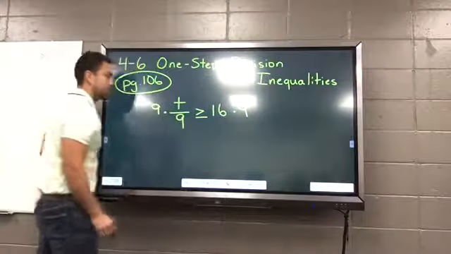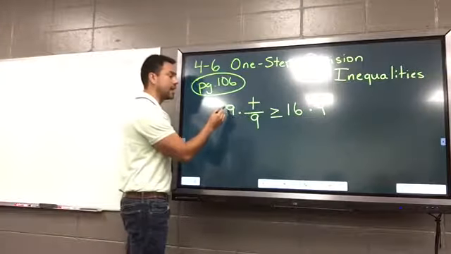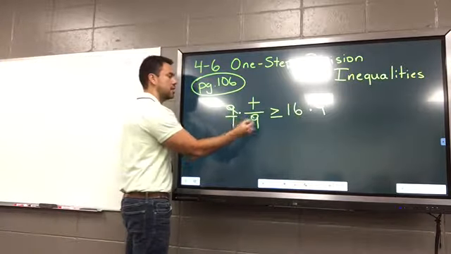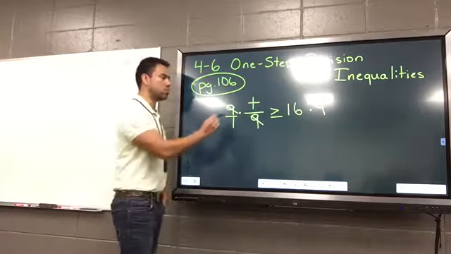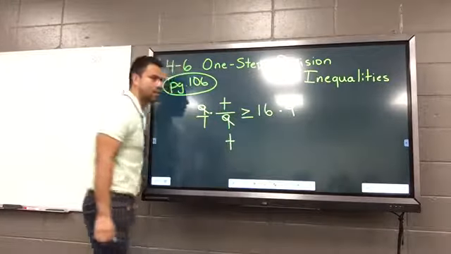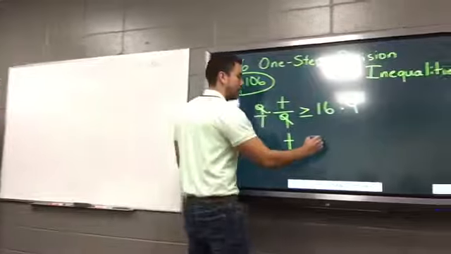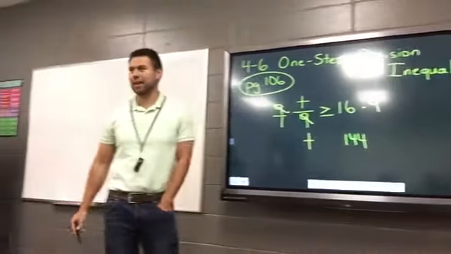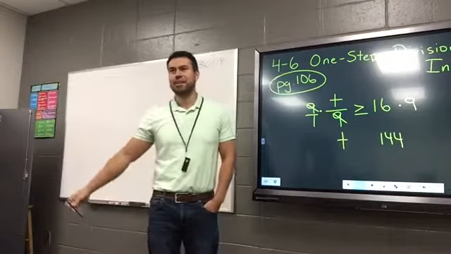Good. Yeah, and you can say 9 is 9 over 1. So what happens to those two 9s? They cancel each other out, become 1. What's 1 times t? T. What's 16 times 9? 144. And what happens to the direction of that inequality? Stays the same.